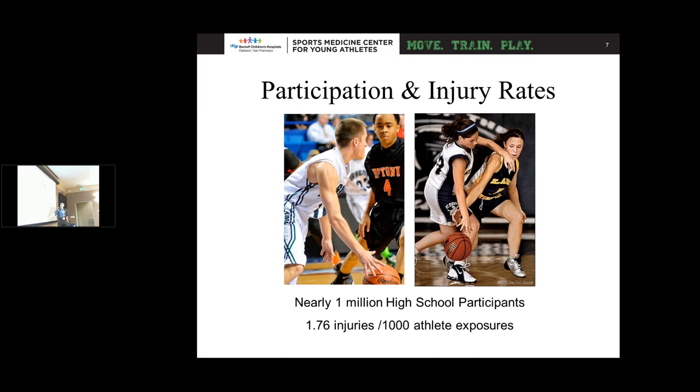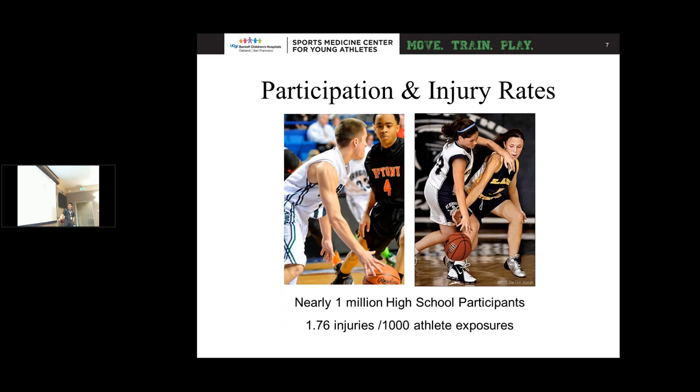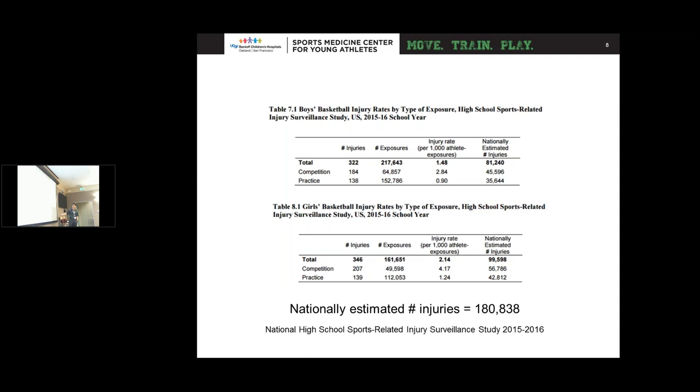The studies, which come from the National High School Sports-Related Injury Surveillance Study, show about 1.76 injuries for every 1,000 athlete exposures. So you're like, well, what's that? If you have 1,000 athletes, and an exposure counts as either a practice or a game, each time they're exposed to their sport, there's a couple injuries every 1,000 times. So when we look at that data and we see there's a million high school participants, that's a lot of injuries. So here's what we look at.